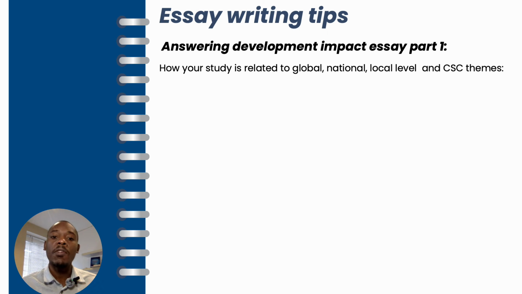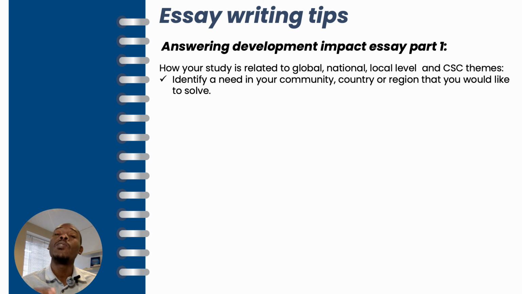So starting with the first one, how do you answer how your study is related to global, national, and local level, and the CSC theme? So the first thing that you need to do is that you need to identify a need in your community. Winning a scholarship is about demonstrating that you want to solve a problem that exists in your community. So you need to find what is the challenge that exists in your community, in your country, in your region.